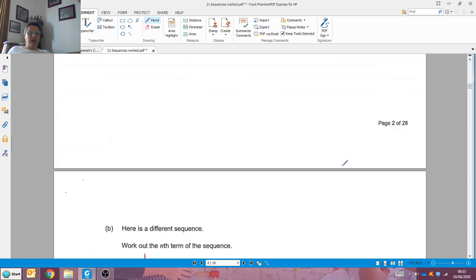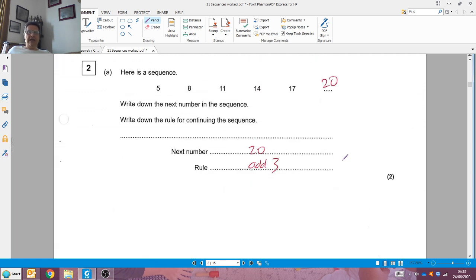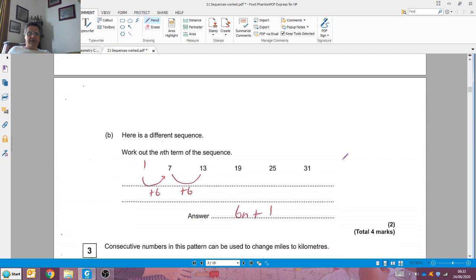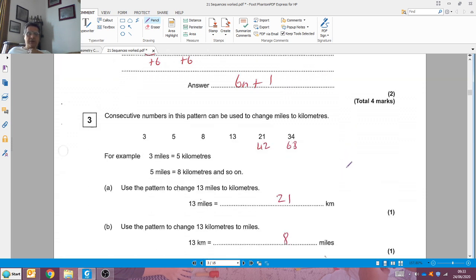Now they're going to test you in question 2, a linear nth term. So let's go. Between 7 and 13, 13 and 19, it goes up in plus 6s. So it's a 6n rule, tick, 1 mark. What number plus 6 gives you 7? 1, because 1 plus 6 is 7. So we have 6n plus 1, 2 marks.